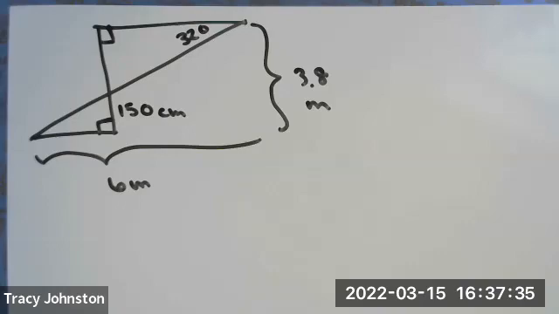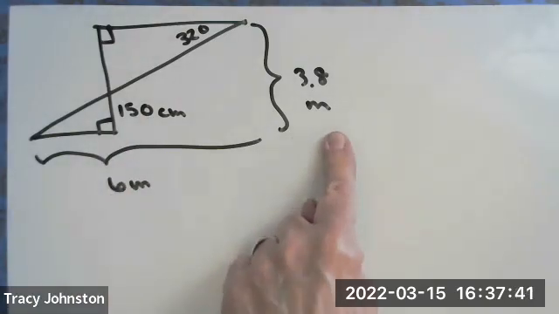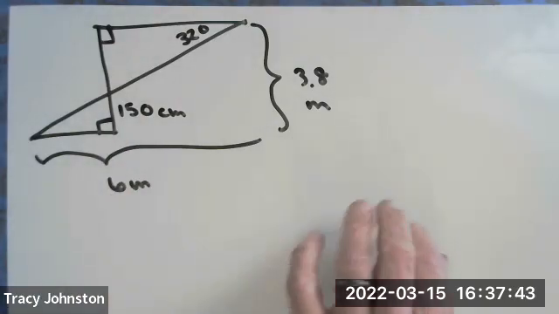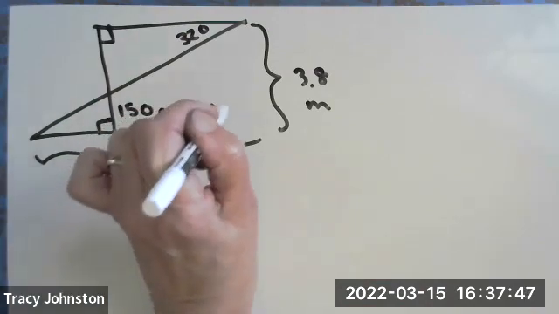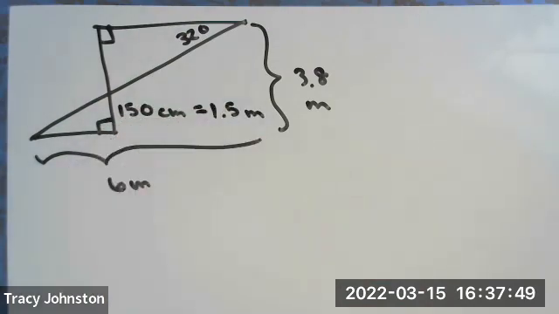Now, when I look at this, one thing that jumps out at me is that this is in centimeters and these are in meters. In order to do our calculations, all the units need to match. So I'm going to turn this into 1.5 meters. We don't want to try to calculate with centimeters and meters. They have to match up.